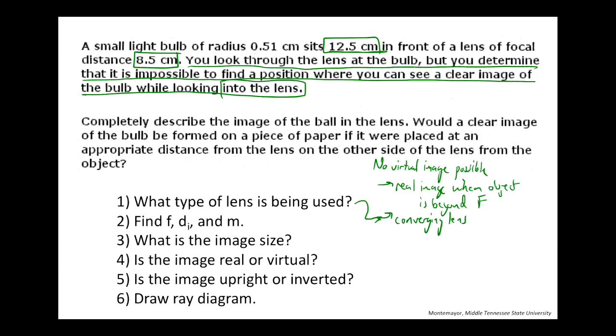Virtual images are what you see looking into a lens or through a lens. And this says that no matter where I look into this lens, I never see an image. So there is no virtual image being created in any way by this lens.